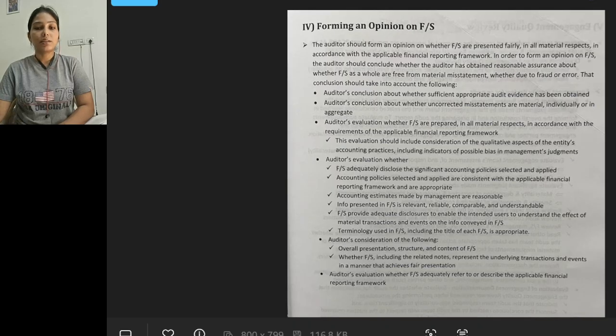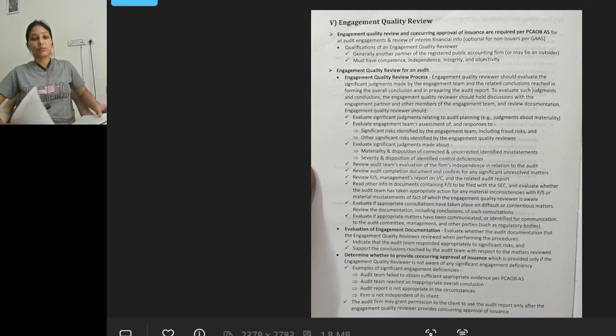So the auditor's consideration includes the overall presentation, structure and content of the financial statements, and whether the FS, including the related notes, represent the underlying transactions and events in a manner that achieves fair presentation. Also, the auditor should evaluate whether the FS adequately refer to or describe the applicable financial reporting framework. So this was all about forming an opinion on the FS.